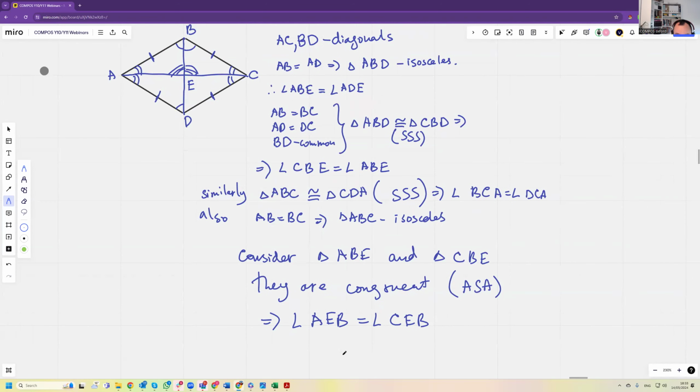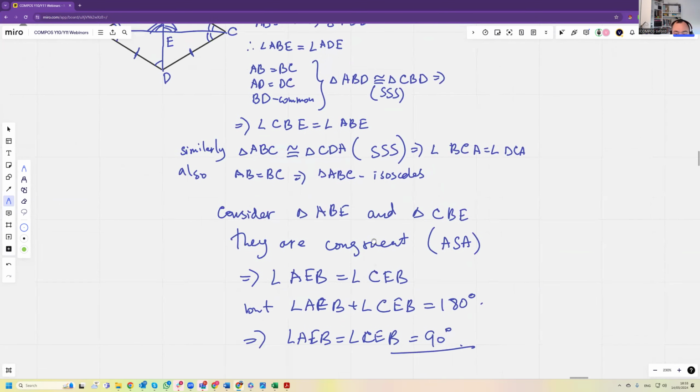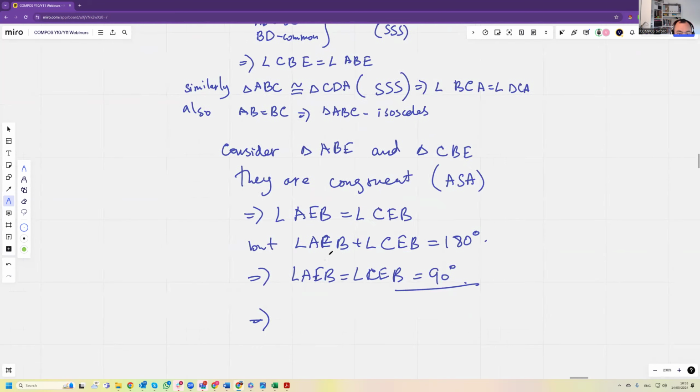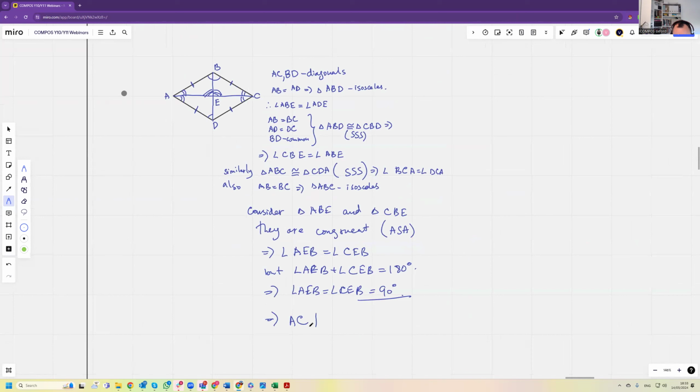But angle AEB plus angle CEB equals 180, and if they're the same, angle AEB equals angle CEB equals 90 degrees. Therefore, AC is perpendicular to BD.